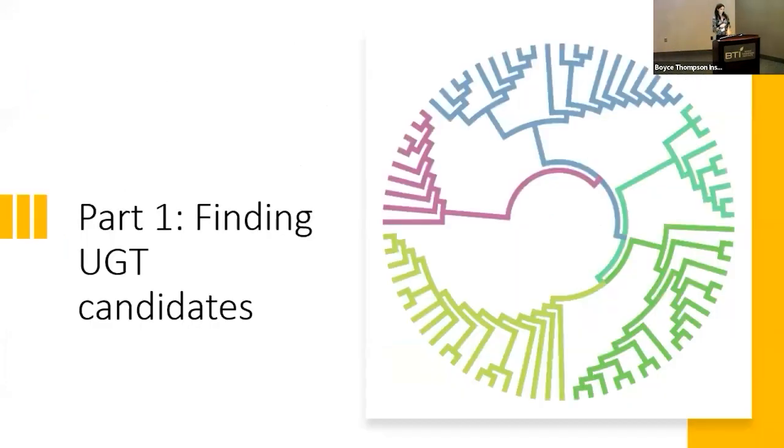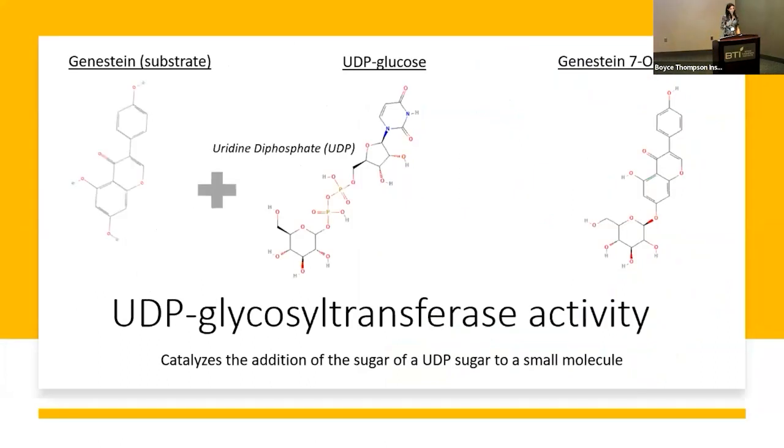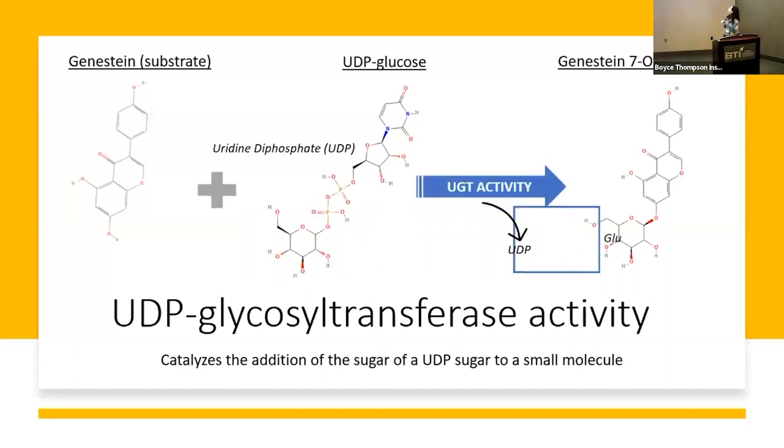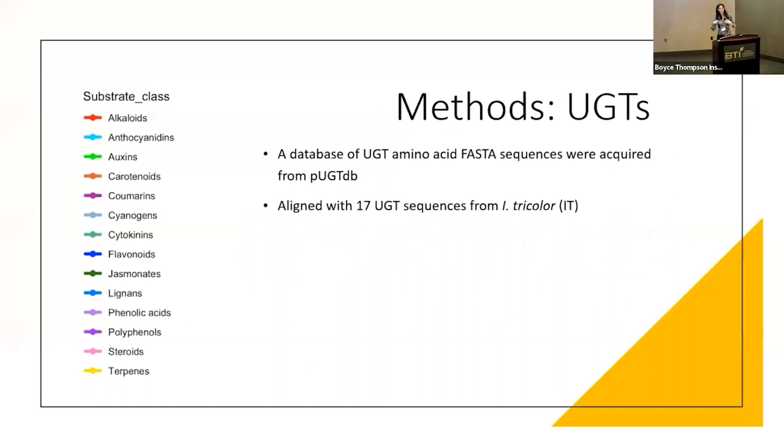So starting with the UGTs, this is UGT activity. Basically what you have is a substrate and a UDP sugar, and you attach the sugar group onto another substrate molecule. And so what we wanted to see is, in Ipomoea tricolor, which is morning glory, there were 17 UGT sequences that had been found by previous experimentation in the lab, but we didn't really know what they do.